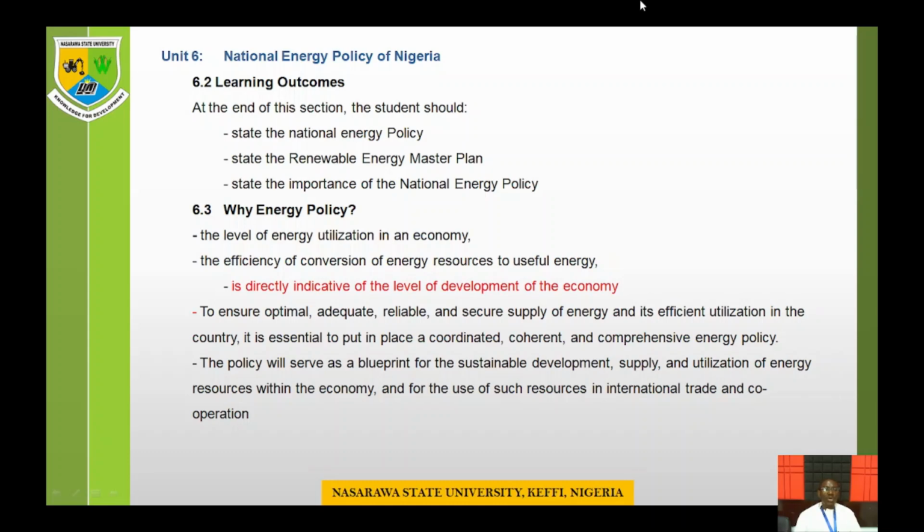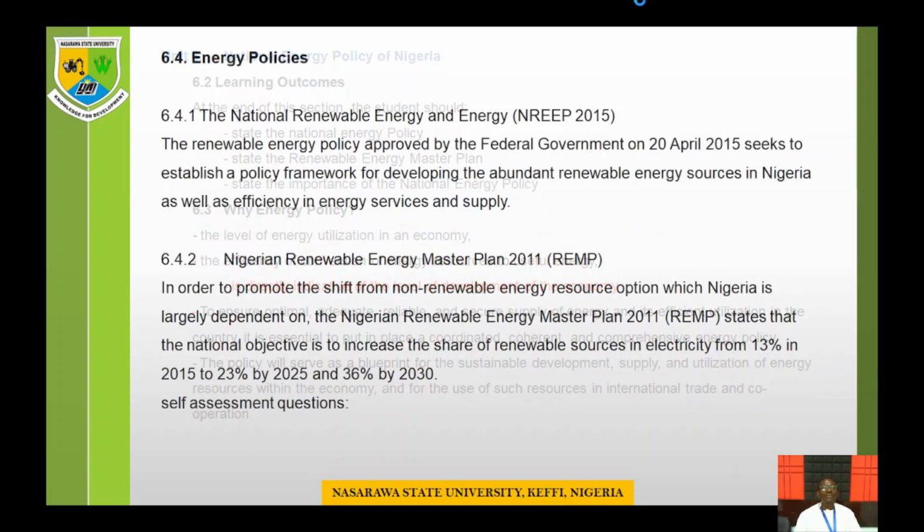So we're asking, why energy policy? One, to ensure optimal, adequate, reliable, and secure supply of energy and its efficient utilization in the country. It is essential to put in place a coordinated, coherent, and comprehensive energy policy. The policy will serve as a blueprint for the sustainable development, supply, and utilization of energy resources within the country, and for the use of such resources in international trade and cooperation.